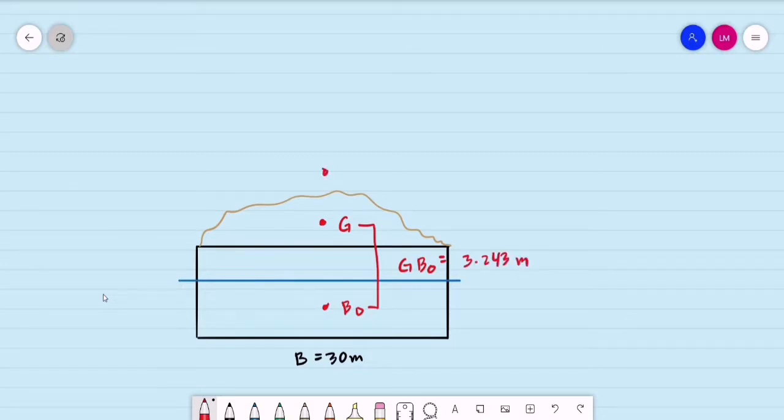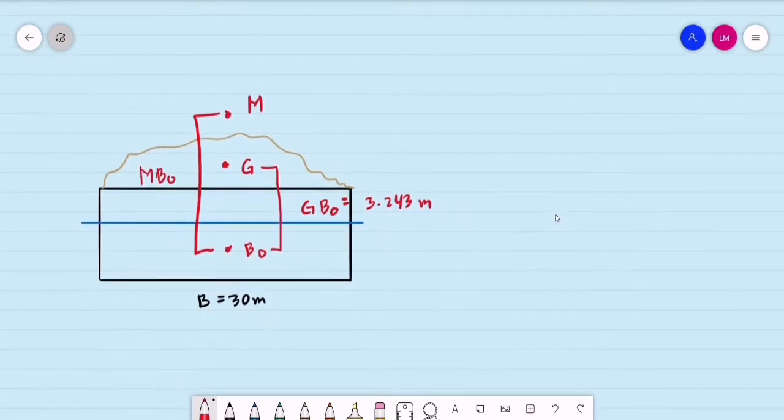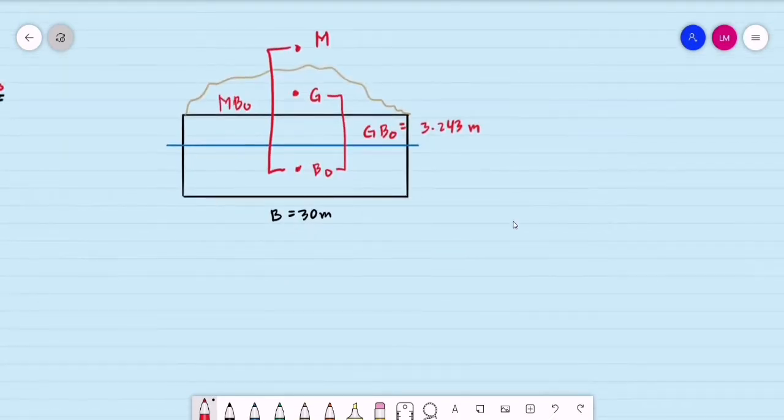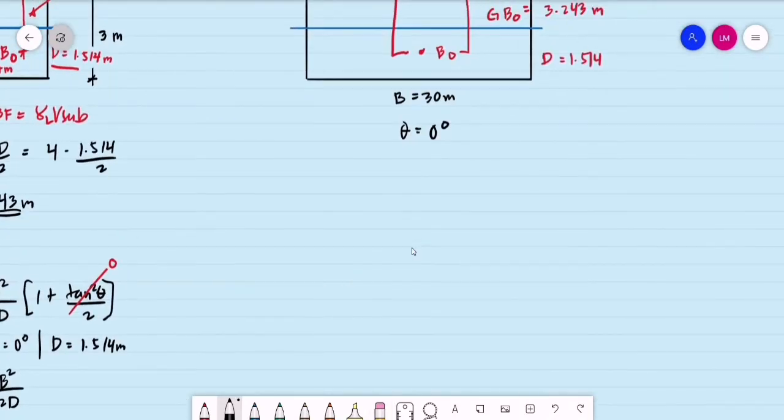So, nandito lang ulit yung ating metacenter. So, kunin lang ulit natin yung MB sub O from the metacenter to the center of buoyancy. So, again, we have the draft is equal to 1.514. And theta natin dito is pareho lang naman. Wala naman siyang binanggit na rotation. So, we have the value of theta is the same as 0 degree. So, magiging ang equivalent lang ng MB sub O will be equal to the B squared divided by 12 times the draft. Okay, this is for question number 6.